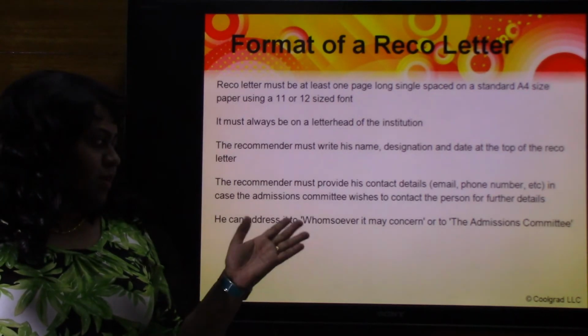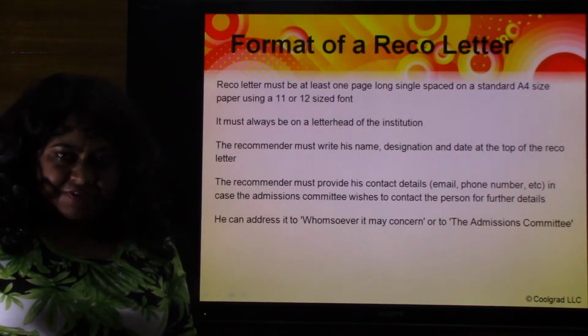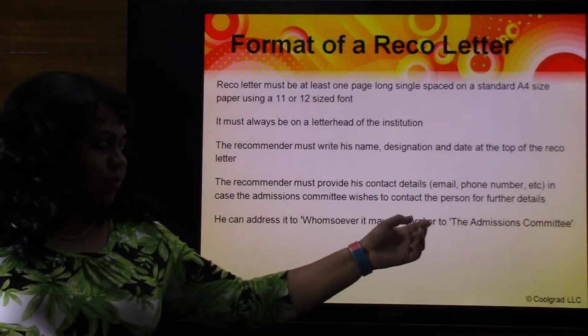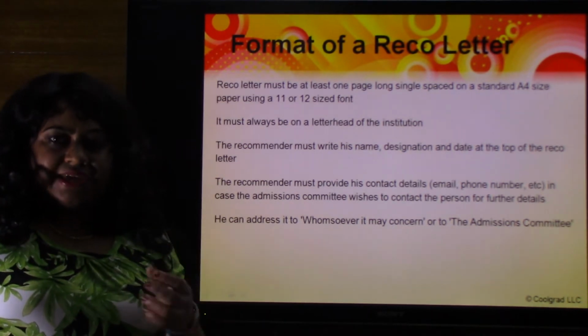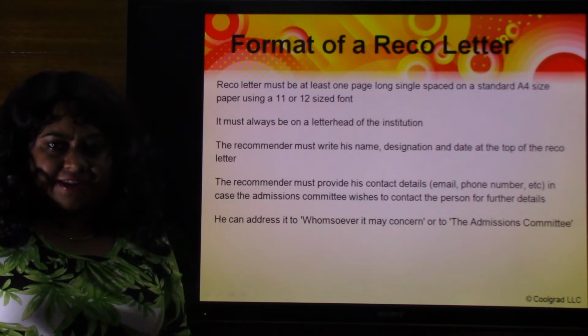The recommendation letter must be addressed to whomsoever it may concern. Or if it is specifically to the university for admission, it can be directed towards the admissions committee. So you say to the admissions committee, and the subject will be recommendation letter for this particular candidate.